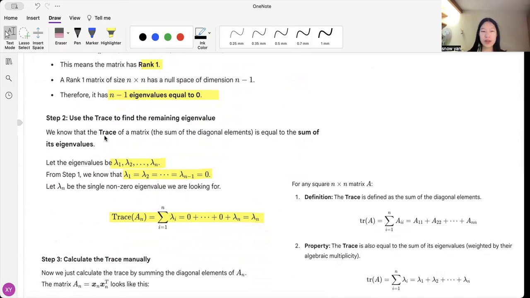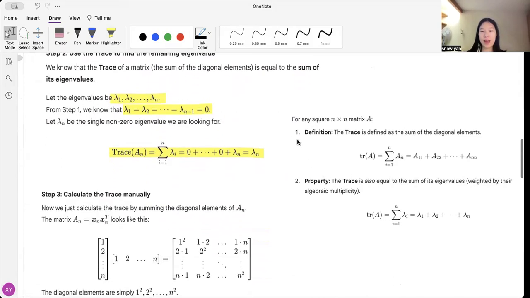Next, we know there is the trace of the matrix. The trace is basically the value of the diagonal elements summed together. The trace is also equal to the sum of the eigenvalues, weighted by algebraic multiplicity. So then we know lambda_1 to lambda_(n-1) are equal to 0, and lambda_n is our trace.